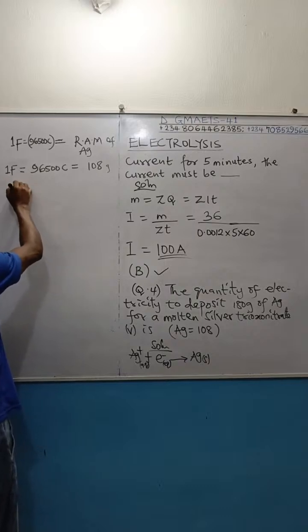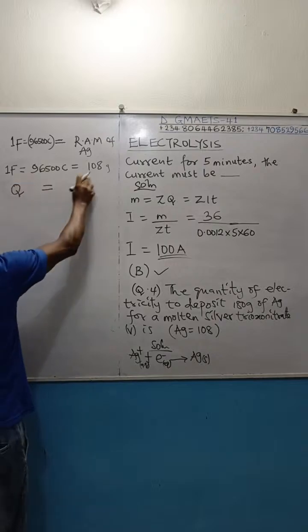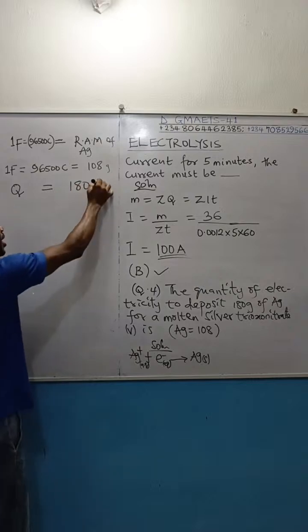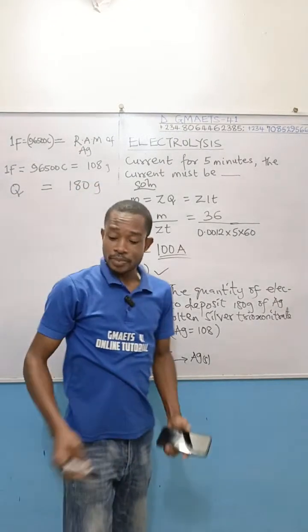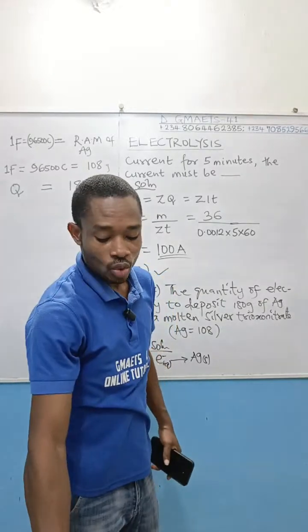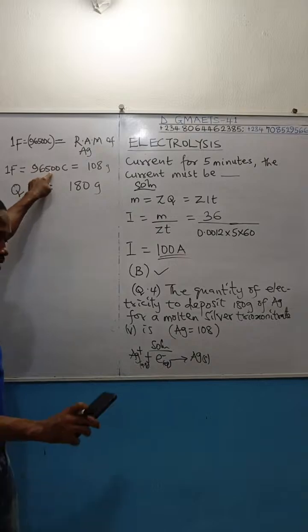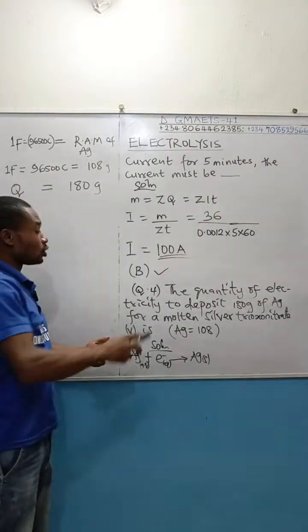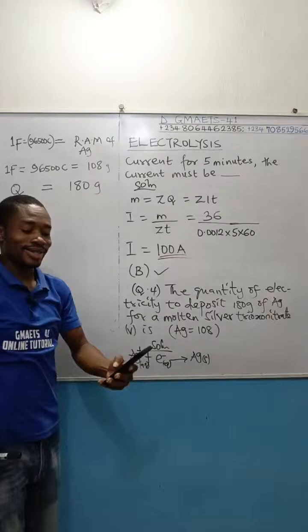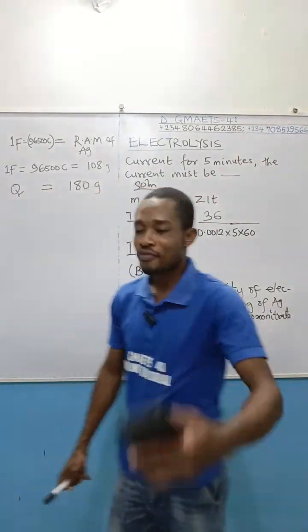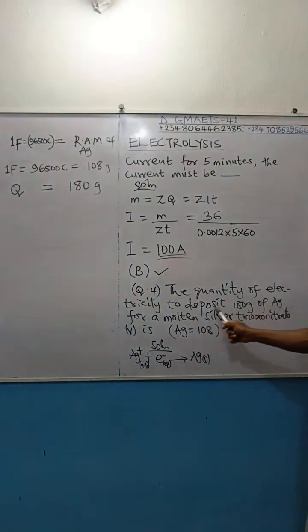Can I say that the quantity of electricity now will produce the mass given to us, which is 180 grams? So this thing is simple, right? From the reaction equation and the standard, we know that 1 Faraday, which is 96,500 coulomb, will deposit 108 gram mass of silver. Therefore, what quantity of electricity will now deposit 180 gram of silver?